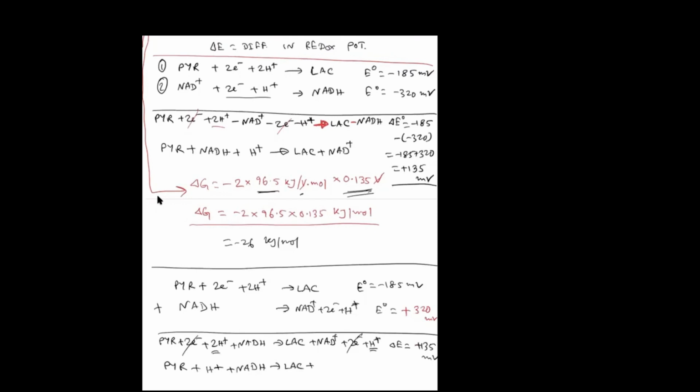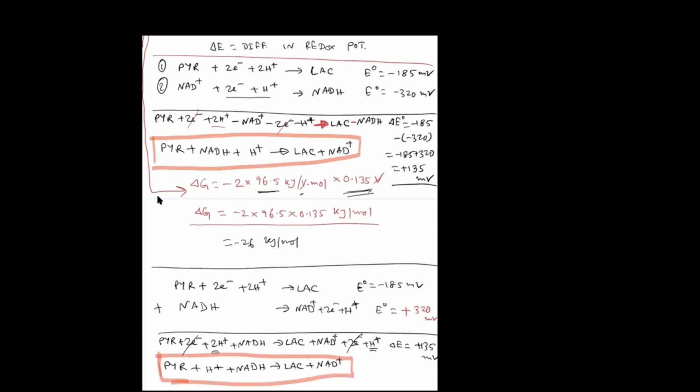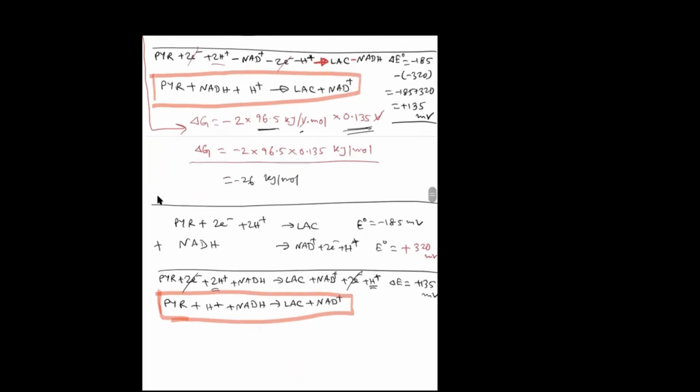Lactate plus NAD plus, right? So this was our equation there, and then we have the same equation here. Either way, you're going to reach the same conclusion, and that is that my delta E is going to be positive in both cases. So this process is going to be overall exergonic and a spontaneous process. Make sense? So this is another way you can think about this type of problem.